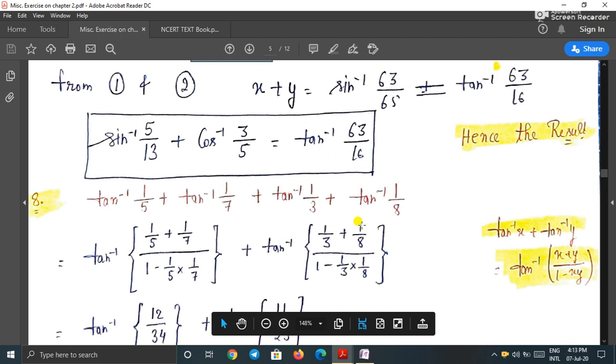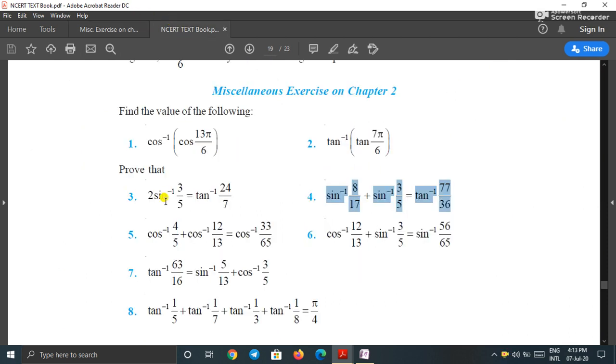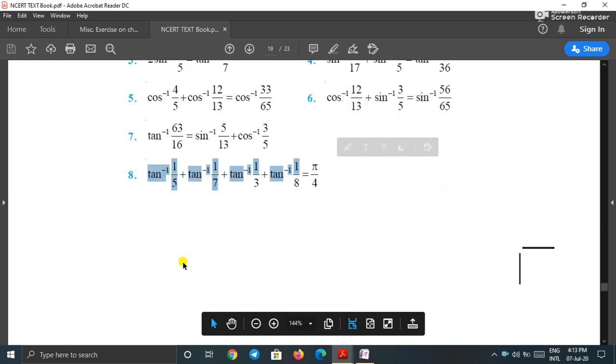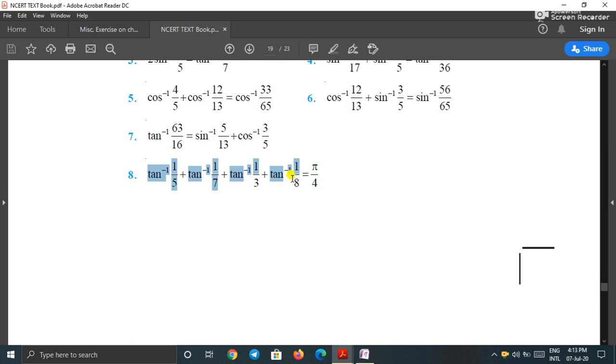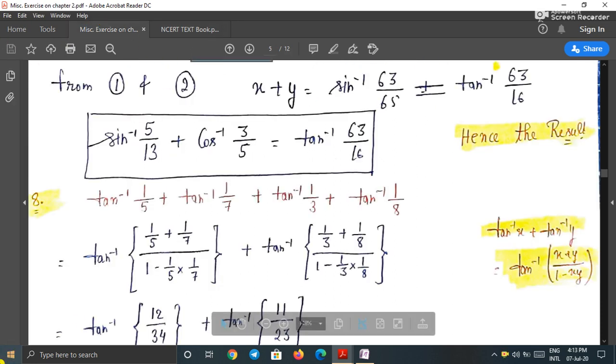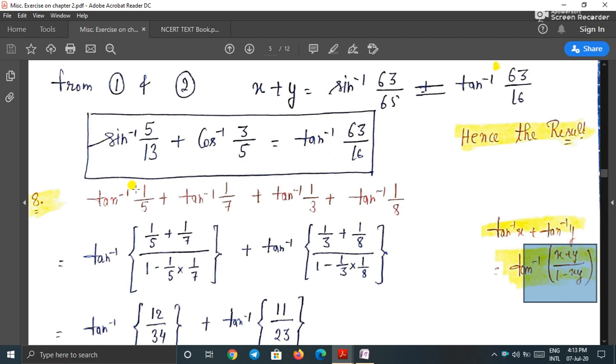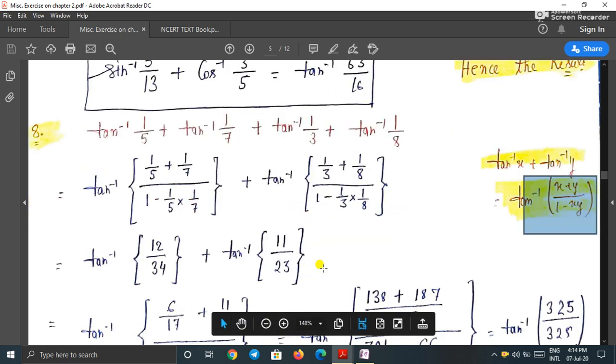Now see the next problem. Problem number 8 is tan inverse 1 upon 5 plus tan inverse 1 upon 7 plus tan inverse 1 upon 3 plus tan inverse 1 upon 8. In the previous lecture I told you a property: tan inverse x plus tan inverse y is equal to tan inverse of (x plus y) upon (1 minus xy). Simply put the values of x and y by taking two expressions at a time. So take tan inverse 1 upon 5 and tan inverse 1 upon 7 as one couple, and tan inverse 1 upon 3 and 1 upon 8 as another. Using this property you will get this.